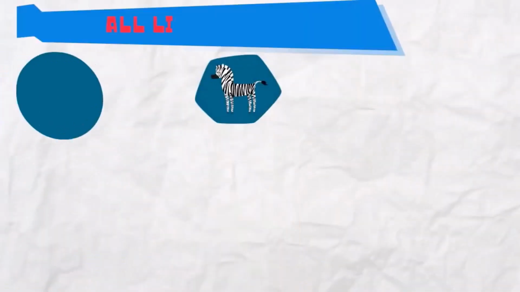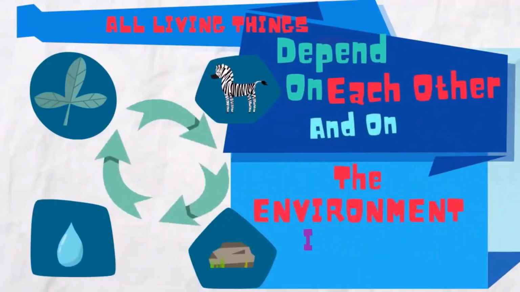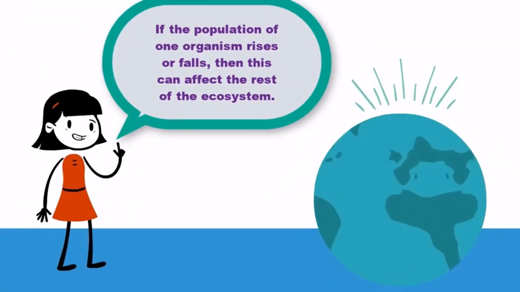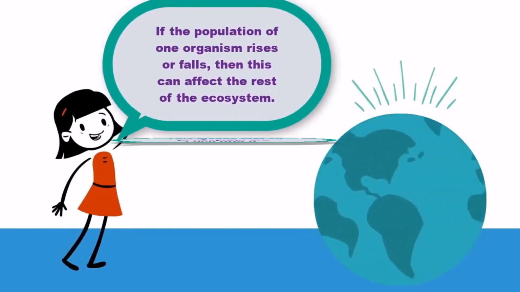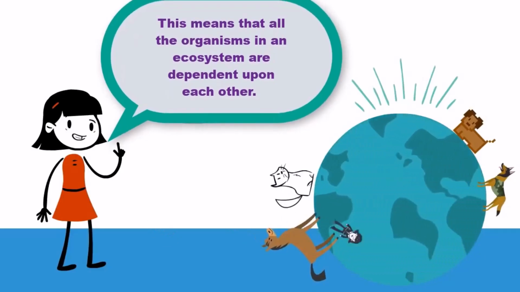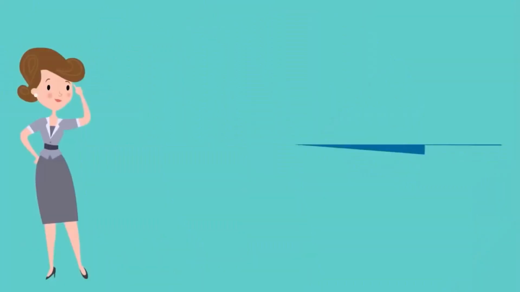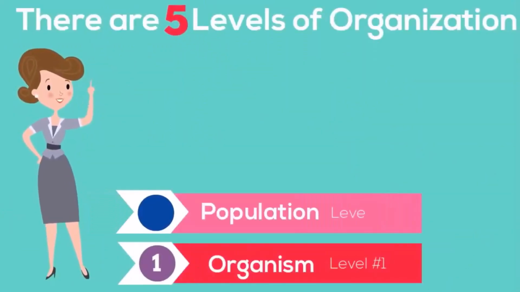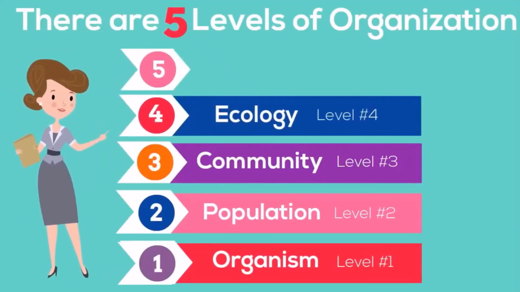All living things depend upon one another, and they depend upon the environment in which they live for their survival. If the population of one organism rises or falls, then this can affect the whole rest of the ecosystem. This means that all organisms in an ecosystem are dependent upon each other. This is called interdependence. There are 5 levels of organization in ecology: organism, population, community, ecosystem, and biosphere.